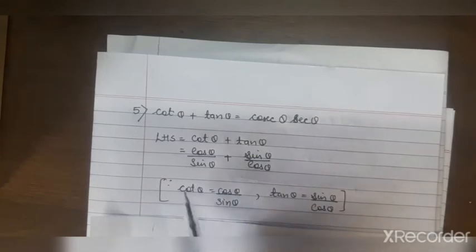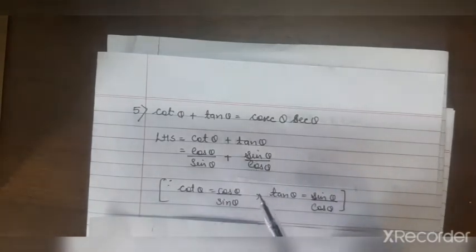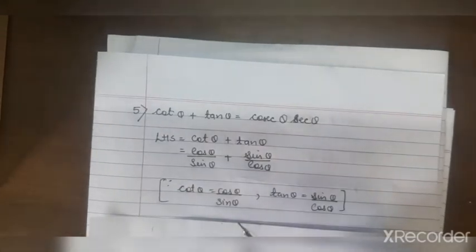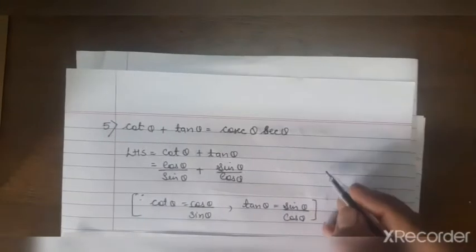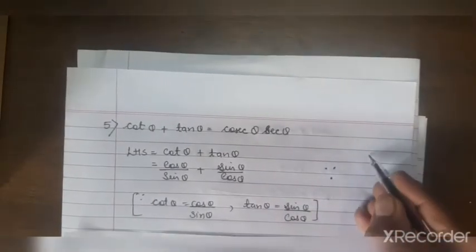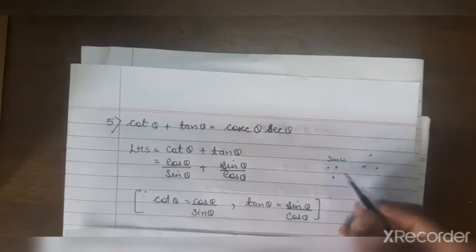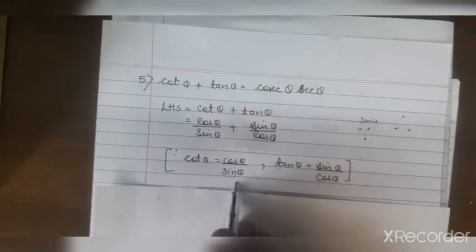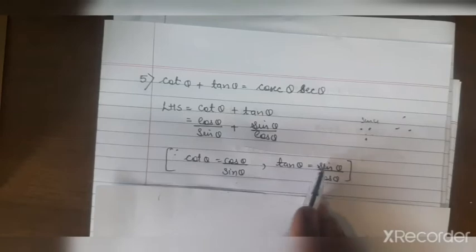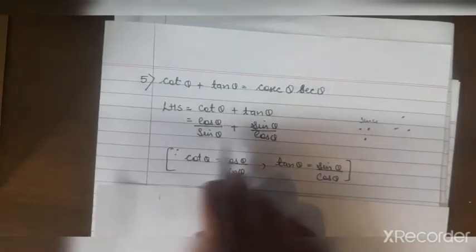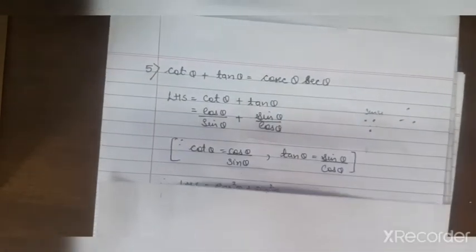Now we equalize the denominators. Here we need to write, as I told you, if you are using any identity or any trigonometric ratios, we need to write it. So I have written in the bracket "since". This is a symbol for therefore and this is a symbol for since. So since cot theta is cos theta upon sine theta and tan theta is sine upon cos theta, we have substituted.